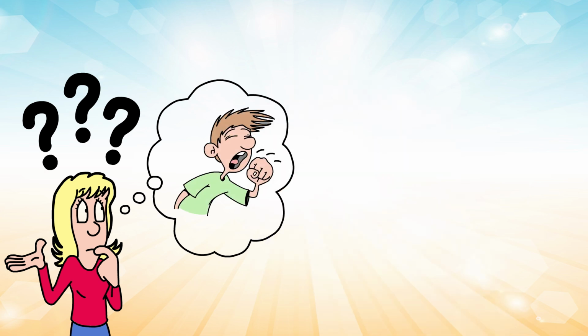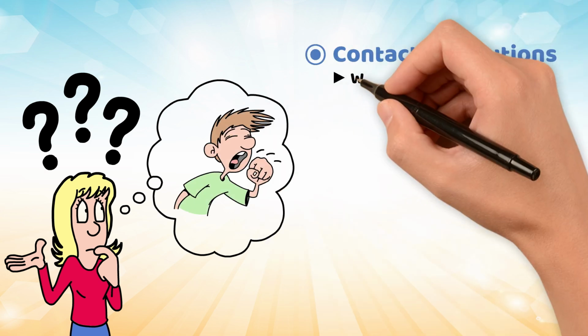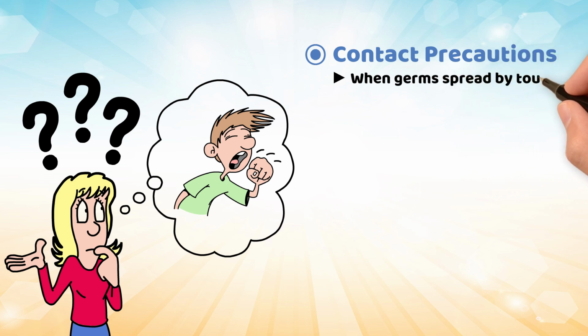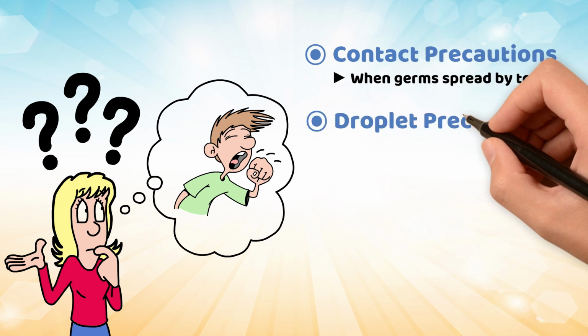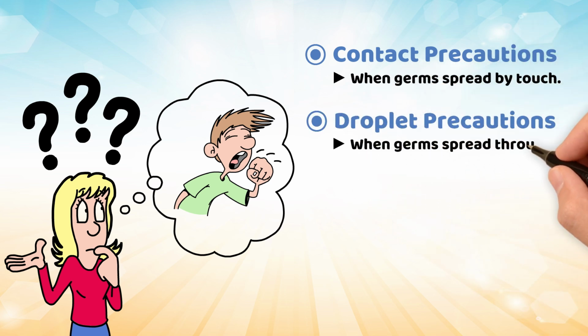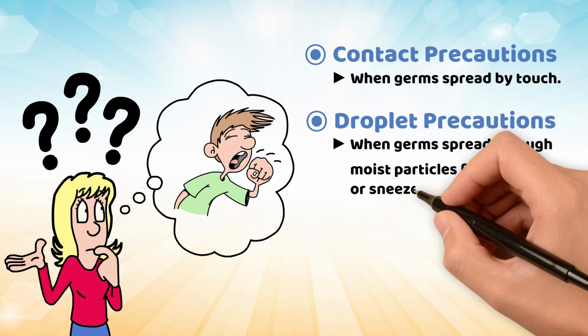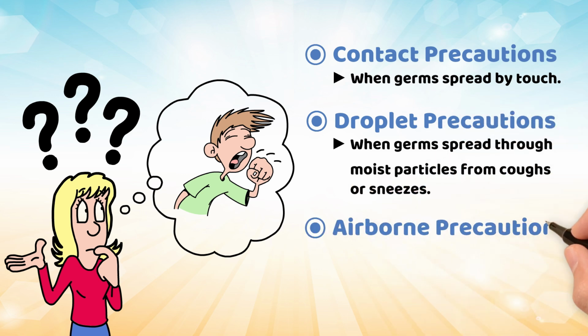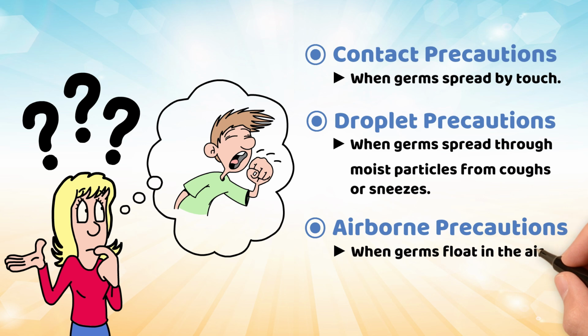We classify them into contact precautions, when germs spread by touch; droplet precautions, when germs spread through moist particles from coughs or sneezes; and airborne precautions, when germs float in the air over long distances.